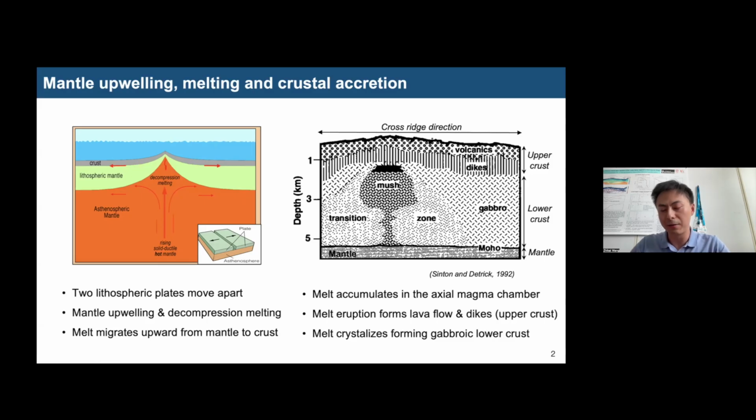And here, the figure on the right-hand side shows the crustal accretion model in perspective across the ridge direction. So the melt accumulates in the axial magma chamber, and a portion of the melt will erupt to form the upper crust, and then the rest will cool and crystallize to form the lower crust.